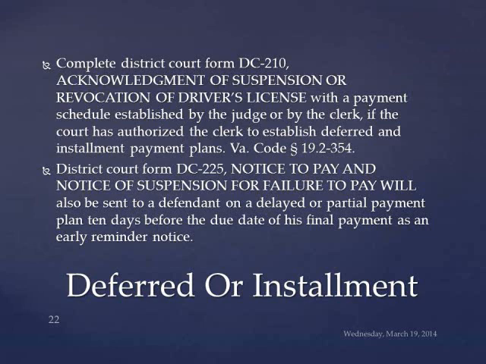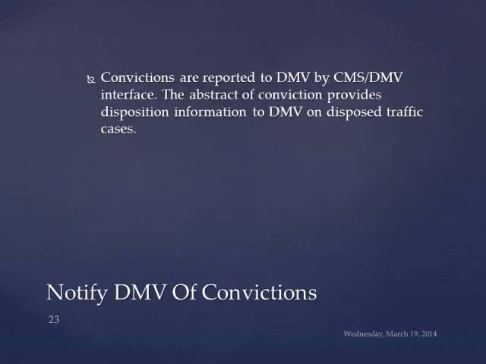In addition, there's also deferred payment or installment plans that the court has the power to set up if the defendant claims they're unable to pay. However, in the event that final payment still hasn't come according to the installment plan, then the district court form DC 225 notice to pay and notice of suspension for failure to pay will be mailed out to the defendant, and the clerk's office is going to need to do that.